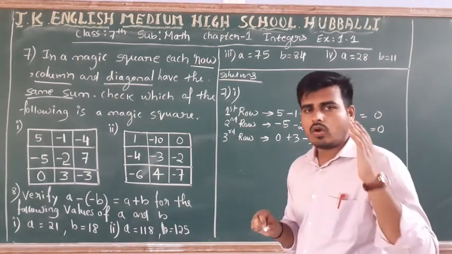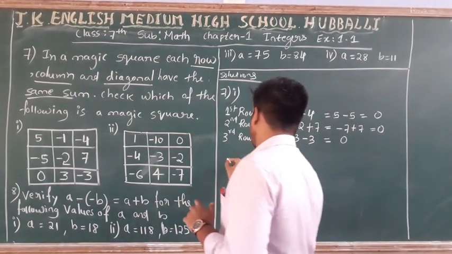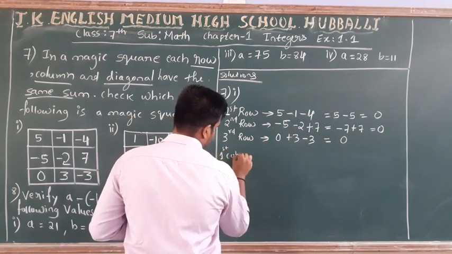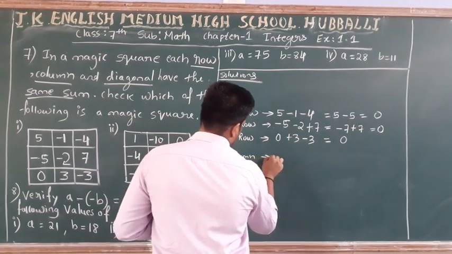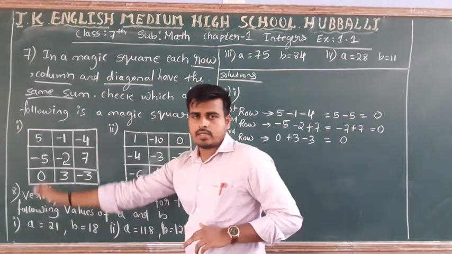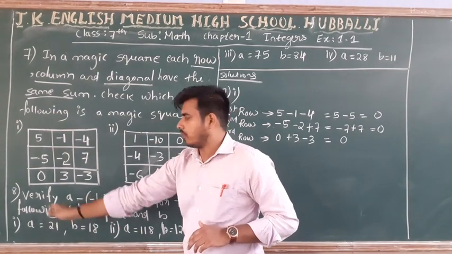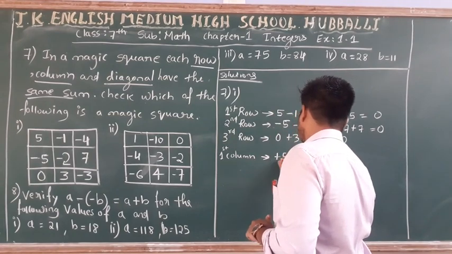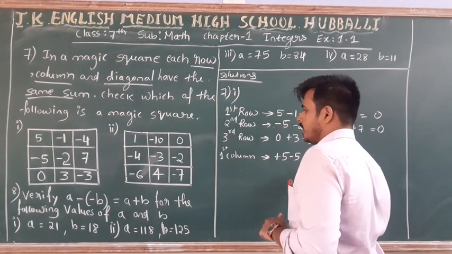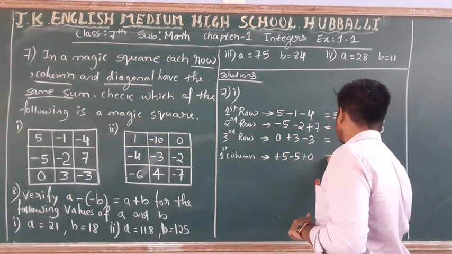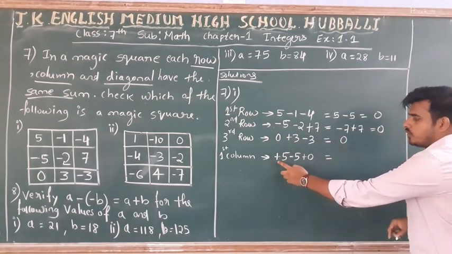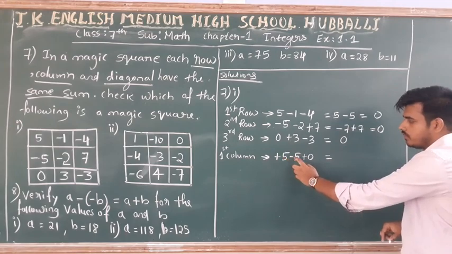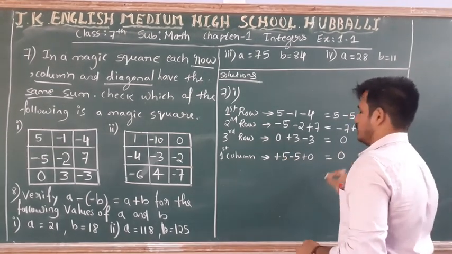Now we will go column by column. First column. Column means in this vertical form: 5, minus 5, plus 5 minus 5, plus 0. One is positive, another one is negative. You have to subtract the numbers. 5 minus 5 will give you 0.